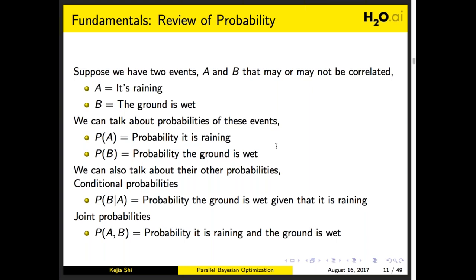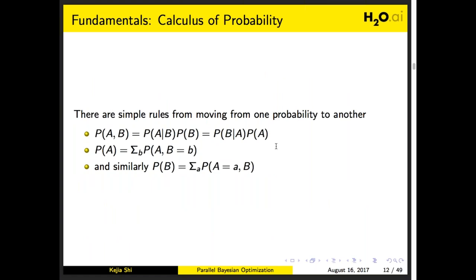There are also some calculation rules you need to know. The first one: P(A,B) equals P(A given B) times P(B). P(A given B) means when B happens, then A happens at the same time. And you multiply it with the probability of B happening. Intuitively, this gives you the probability of the two things happening together.